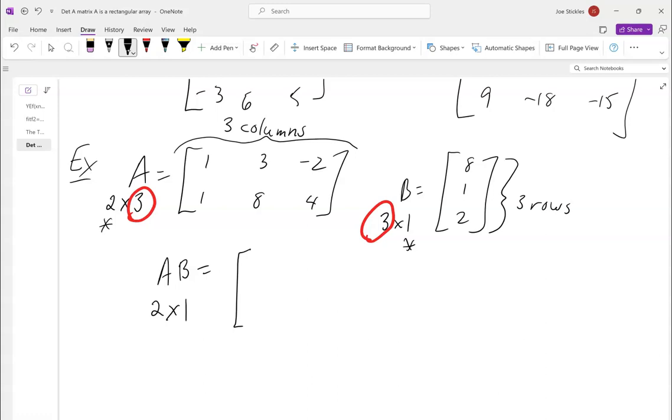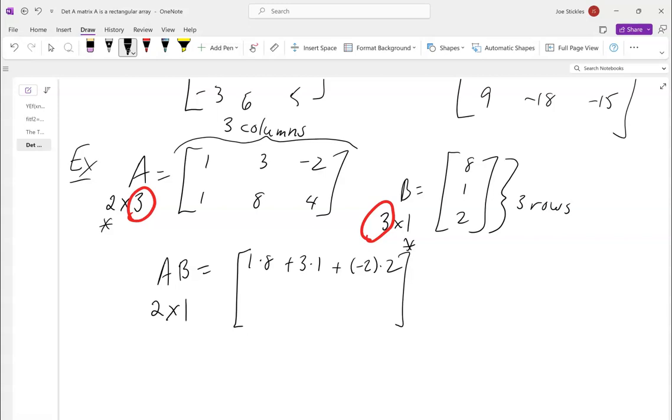So to get this first entry, I'm going row 1, column 1. I'll do 1 times 8, 3 times 1, negative 2 times 2, and add it together. So this will be 1 times 8 plus 3 times 1 plus negative 2 times 2. Notice I take row 1 of the first one and column 1 of the second one. That's how I get row 1, column 1 of the result.